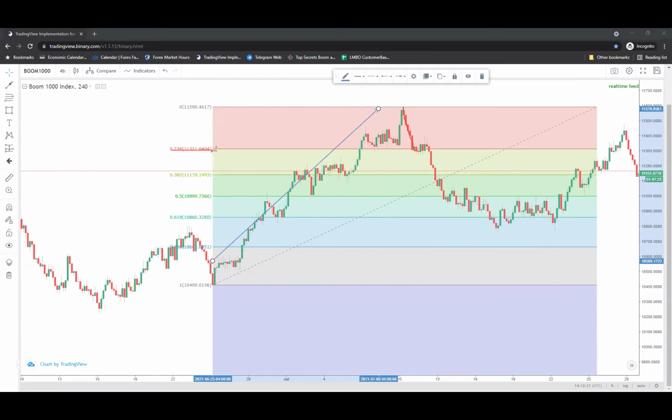It has reacted here at 23.6, broke out, came back to 38.2, broke out, then the 0.50 level, which is a very good level considered in the forex market. It is a very good level for the forex market, but not for Boom and Crash. It has easily broken out. Now it is in the golden zone between 61.8 and 78.6. It has taken a reversal here.